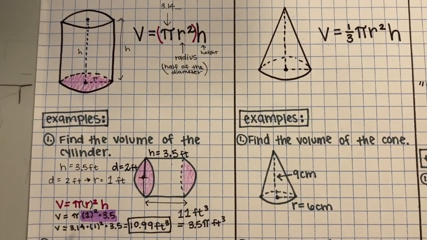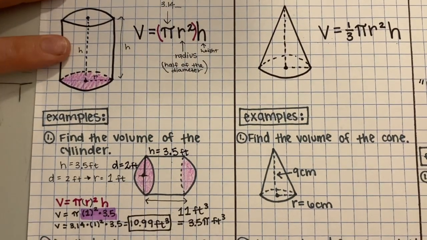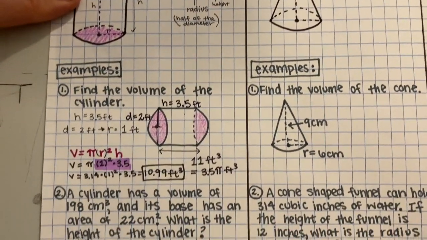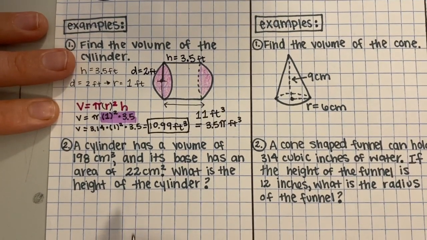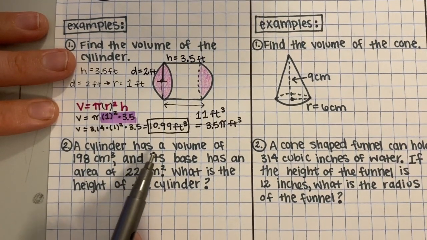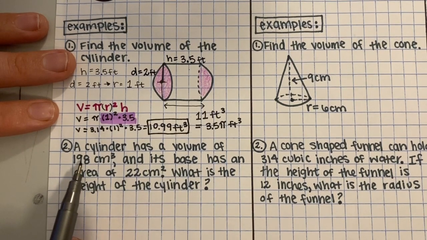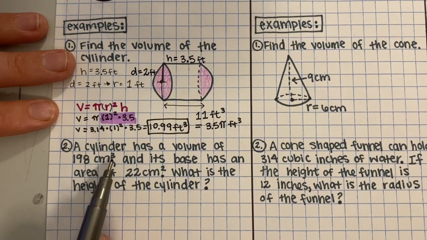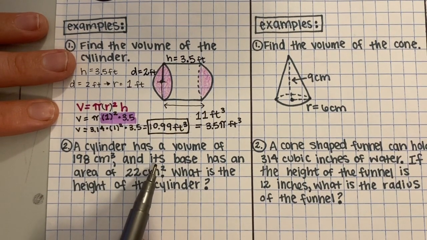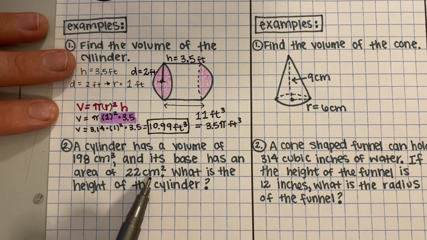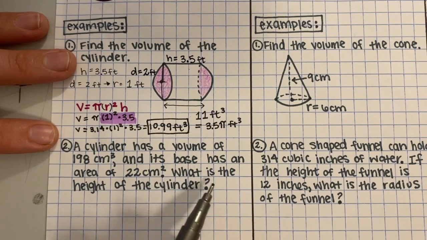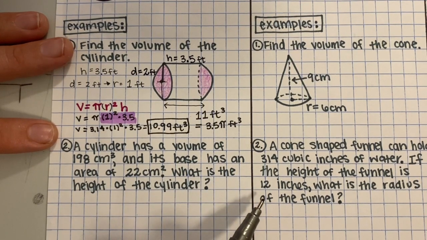So knowing that was a lot of information, but let's look at a word problem. This word problem says, a cylinder has a volume of 198 centimeters cubed, and its base has an area of 22 centimeters squared. What is the height of this cylinder?